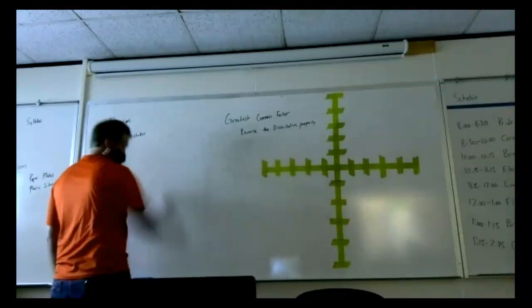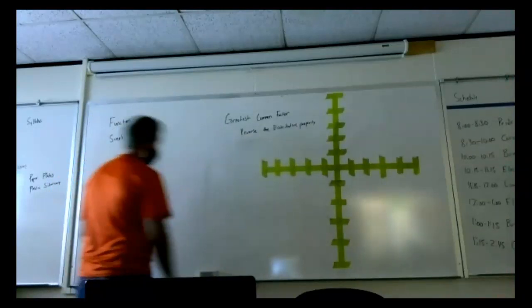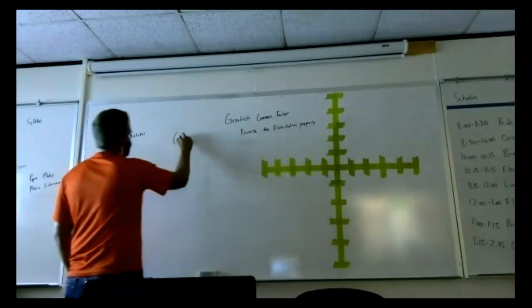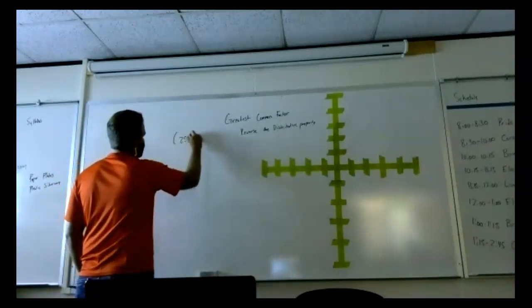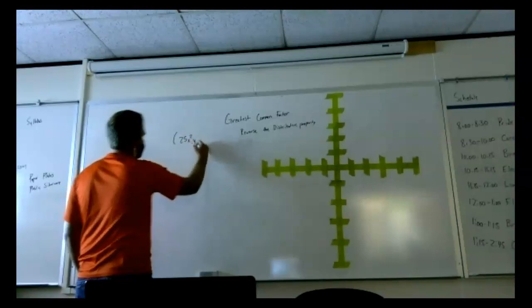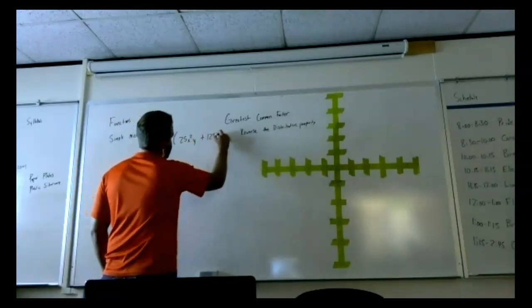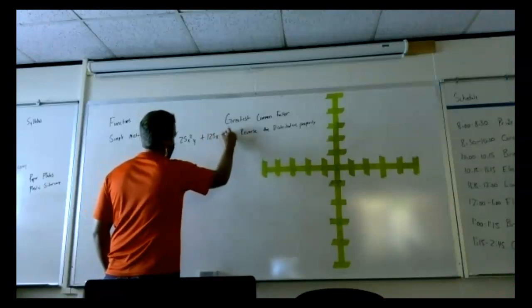One more, because the book and other areas try to confuse you. We'll go 25x squared y plus 125x y squared.